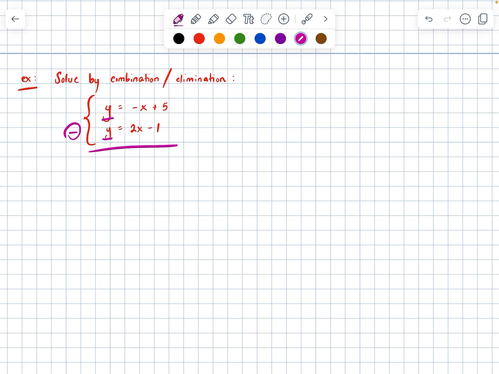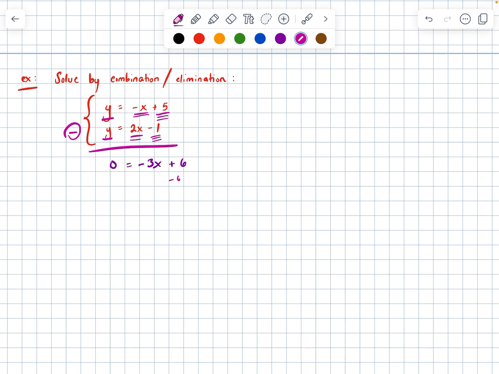So on the left side, y minus y is equal to 0. On the right side, I have negative x minus 2x. Negative x minus 2x is negative 3x. And then finally, I have 5 minus negative 1. 5 minus negative 1 is 5 plus 1. So 5 minus negative 1 is equal to positive 6.